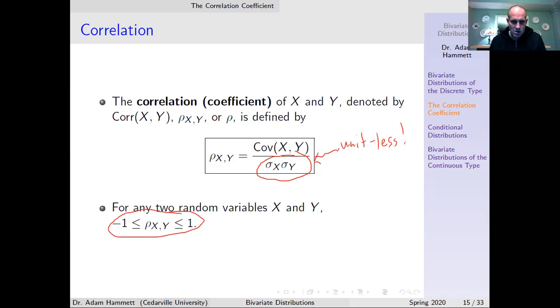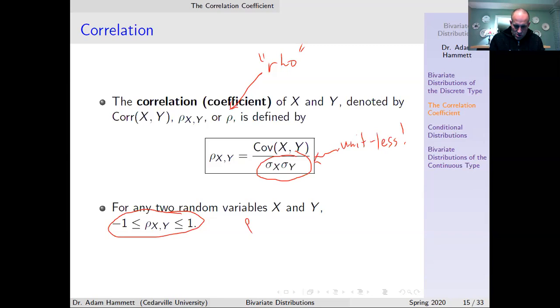Or we use CORR of x and y, or rho sub xy, or just rho, if you will. Okay, that's the Greek letter rho. And it turns out that that quantity, you can prove this mathematically, is always between -1 and 1. And so in the most extreme negative case, you would end up at -1, and in the most extreme positive case, you would be at +1.